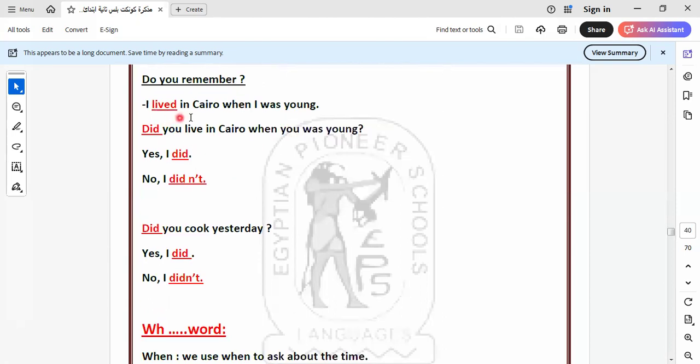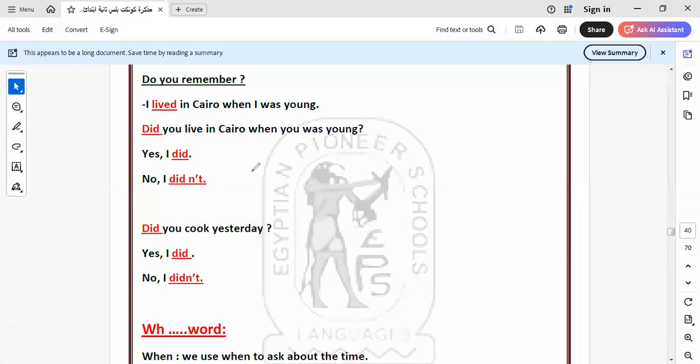Here we say, I lived in Cairo when I was young. Did you live in Cairo when she was young? So here, did is used for what? To make a question. Here I use did to write it. When we use did, the verb must be in the stem form, like this. Did you live?